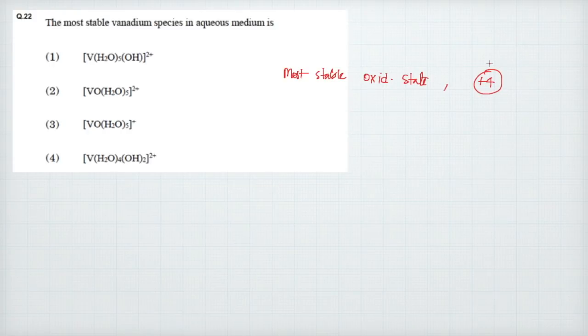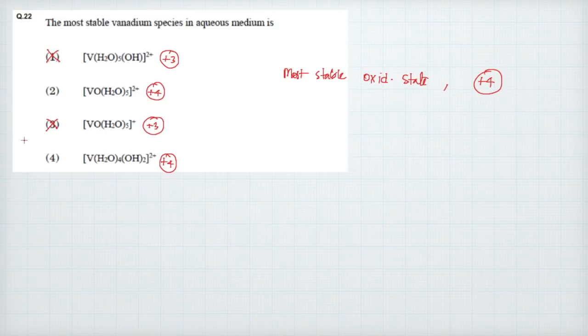Now over here, with the +4 oxidation state, you can easily eliminate a few of the options if you look at them. In the first option, your vanadium is in the +3 state. In the second option it's in +4. In the third option it's in +3 again, because oxygen will give you -2 and the other +1, so overall +3. And in the last one it's again in the +4 oxidation state, -2 from here and +2 from here, so overall +4. So you can easily eliminate option number 1 and option number 3. So you are now left with options 2 and 4.